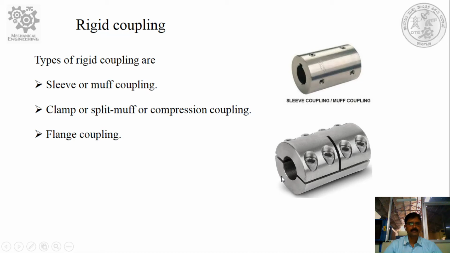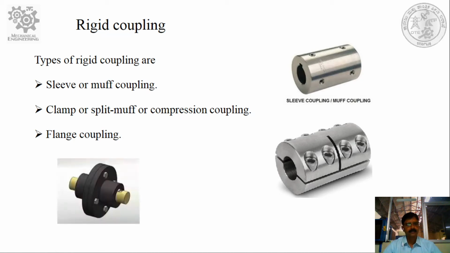The next one is the flange coupling. The figure shows the flange coupling. In the case of the flange coupling, we have a pair of flanges. One is fixed onto the driving shaft, another one is fixed onto the driven shaft with the help of keys, and these together can be joined with the help of bolts and nuts.